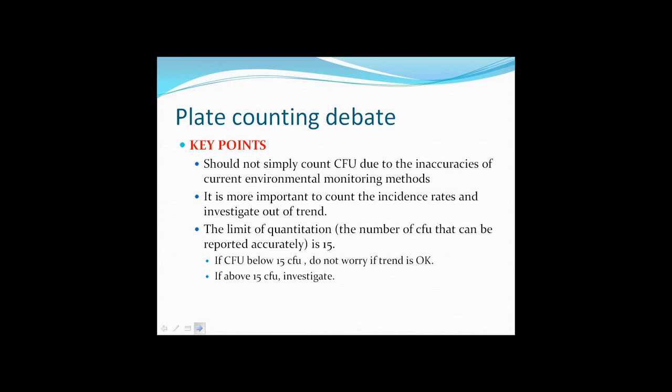But I don't think the USP is saying ignore these high counts. It's more focused on the aspects of trending and long-term assessment. So the counter view is it doesn't really matter, because if counts above 1 are rarely recorded, what really matters is how often this happens, as this gives an indication of a decline in aseptic practice or bad operation or operators or a damaged HEPA filter.